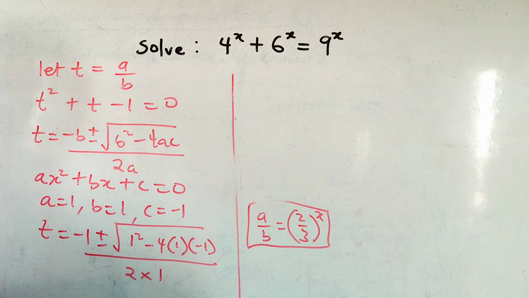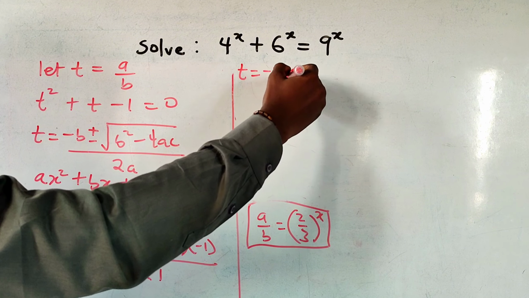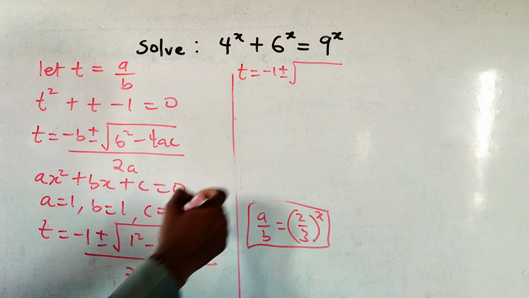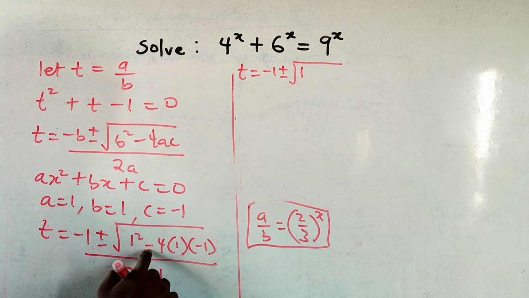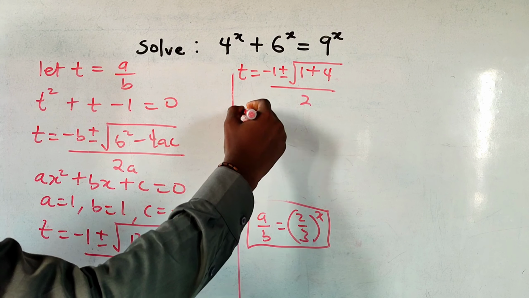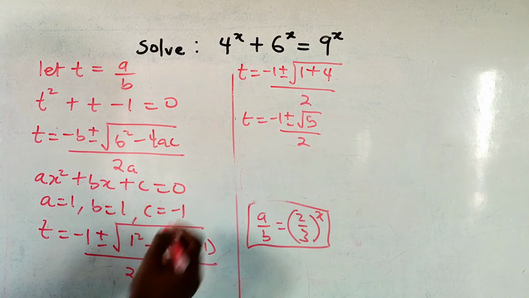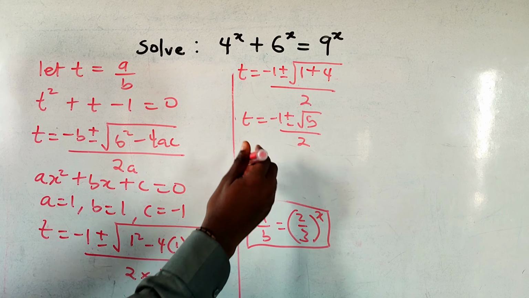I'm going to keep this here. So t equals minus 1 plus or minus the square root of, this will be 1, and this will become plus 4 because of the minus sign, so that's plus 4, all over 2. So t is minus 1 plus or minus the square root of 5, over 2. Quadratic equations usually have two answers.